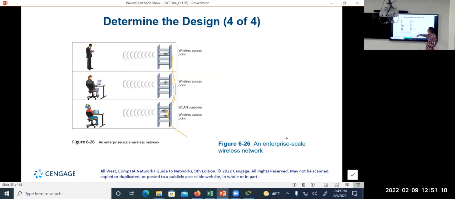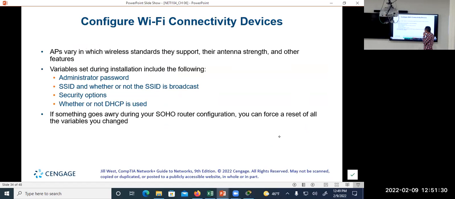Basically, in an enterprise scale wireless network, you can break it down by each floor or each room. You can have one access point in each, and interconnect them together. When you configure the Wi-Fi connectivity device, access points vary in which wireless standards they support, antenna strength, and other features. You have variables set during installation, including the administrator password. Whenever you want to configure the password or the access list, you need the administrator password. I believe some of you have already configured a home router.